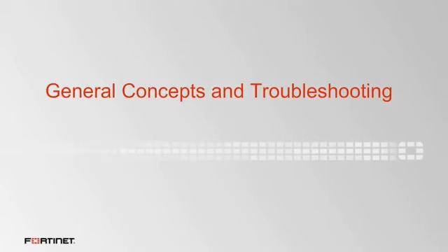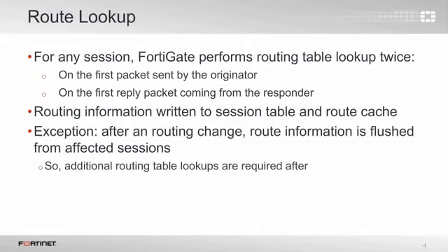This section covers general routing concepts and troubleshooting. FortiGate is a stateful device, so it decodes a lot of information at the beginning of a session based on the first packets. For any traffic session, FortiGate usually performs only two routing lookups. One on the first packet sent by the originator, and another one on the first reply packet coming from the responder. After that, all the routing information is written in the FortiGate session table.